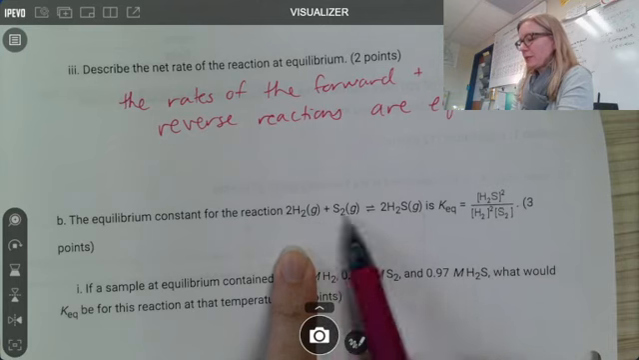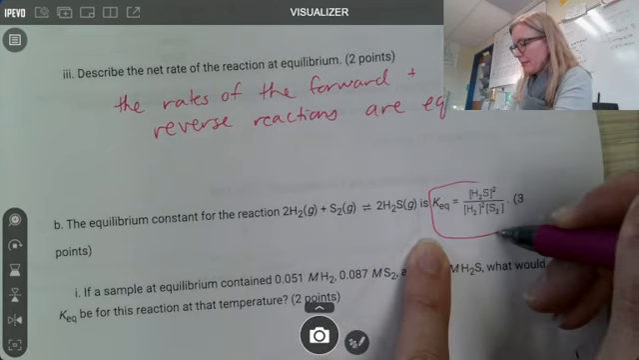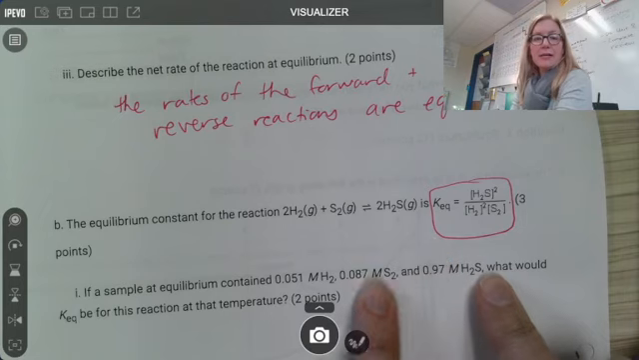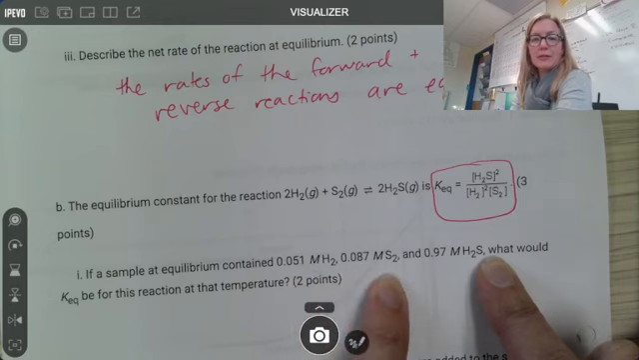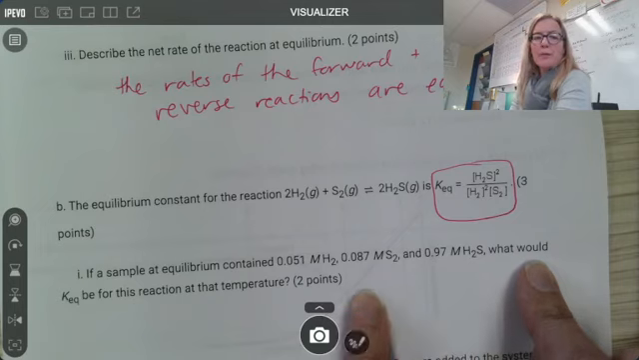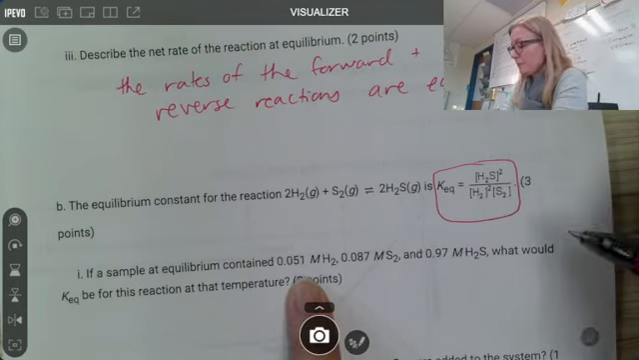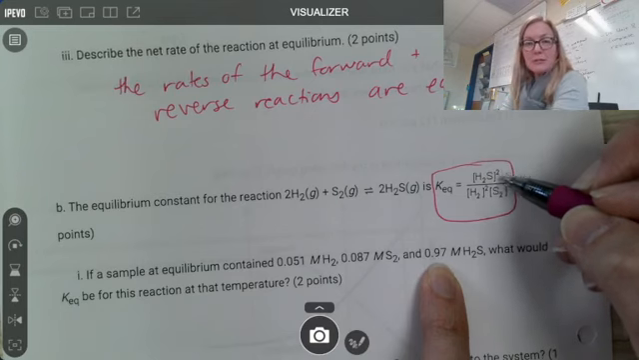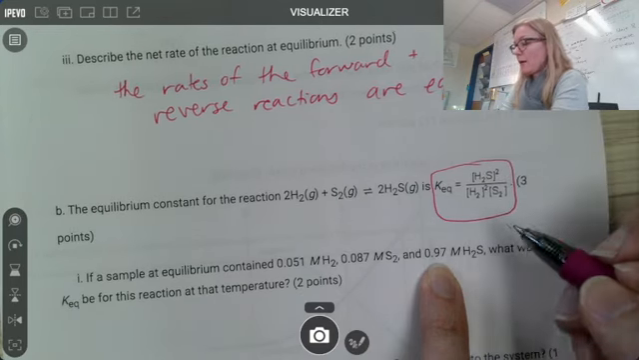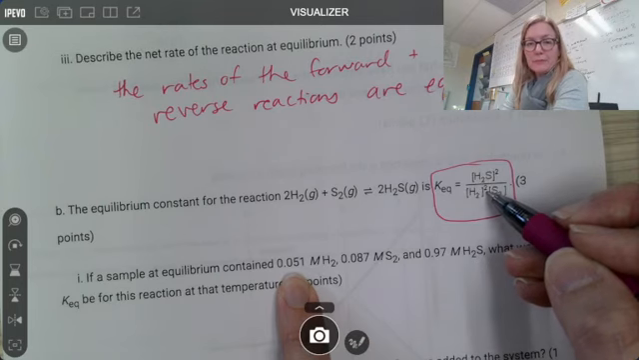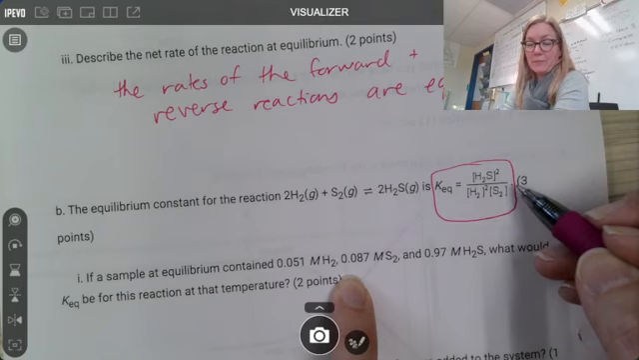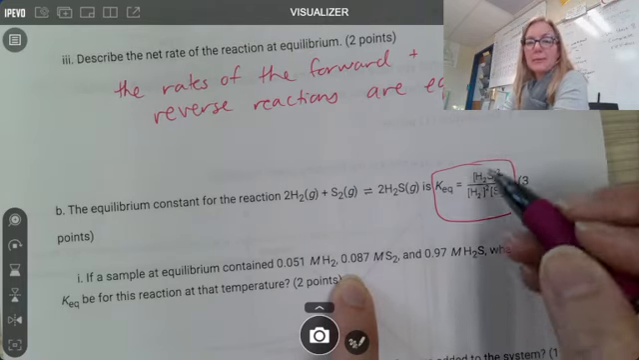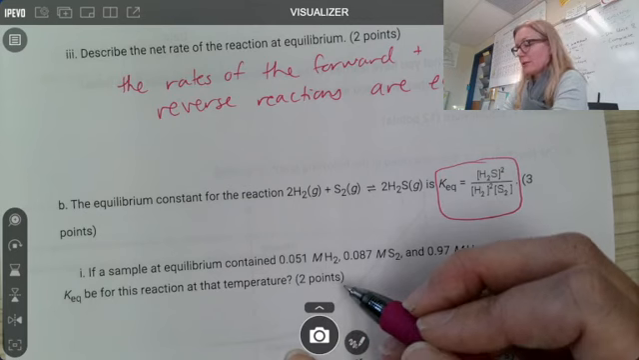So what they do is they took this equation, turned it into the equilibrium constant expression that looks like that. And it's saying if a sample at equilibrium contained 0.051 molar H2, 0.087 molar S2, and 0.97 molar H2S, what would be Keq? So all you need to do is plug this in for H2S, and you need to square it because that's squared. Plug this in for H2 and square it, and multiply that by S2, which is not going to be squared. And then type all that into your calculator, and that'll give you the value of Keq.